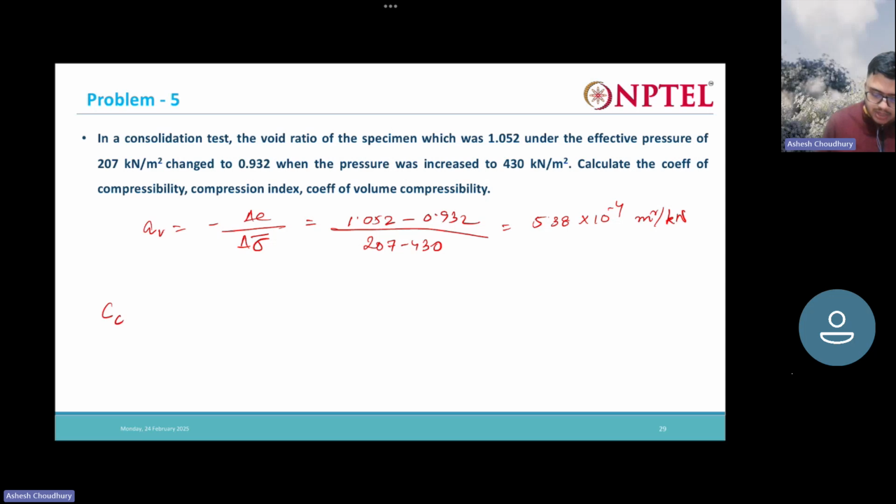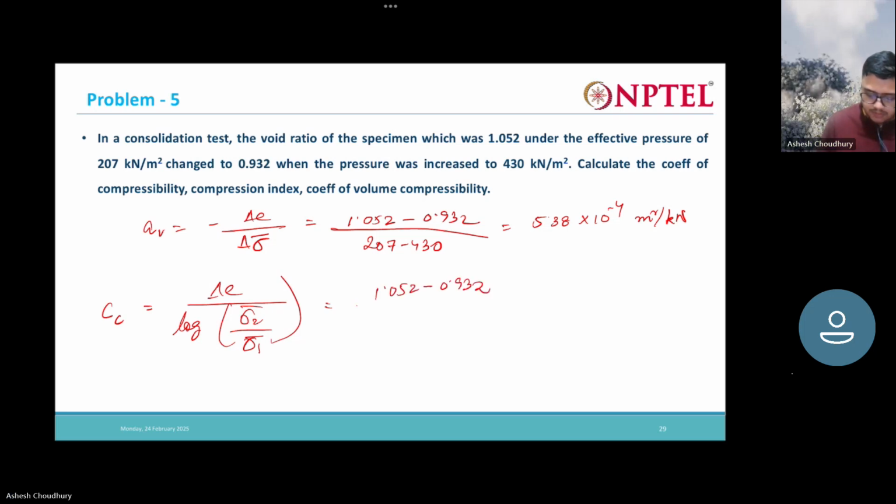Now, the compression index is the slope of the e versus log of stress curve, right? So delta e by log of sigma 2 by sigma 1, which gives 0.37.